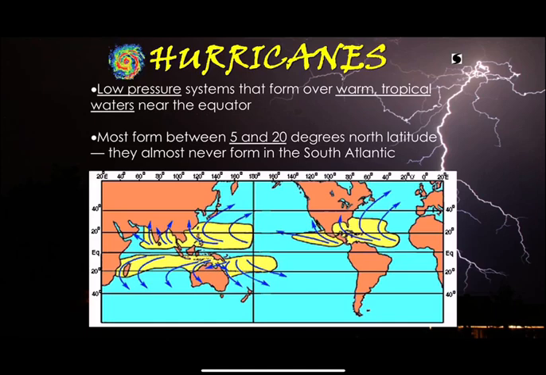Look at the picture at the bottom of the screen. Notice where the hurricanes usually form. They rarely form in the South Atlantic. They will occur in the South Pacific, though in the Pacific they go by another name.